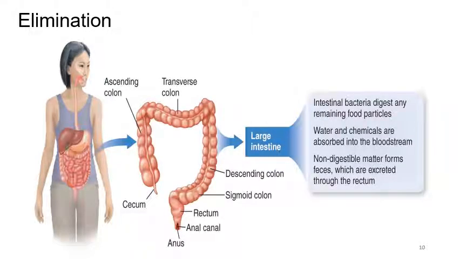Elimination. In the large intestine, also known as the colon, intestinal bacteria digest any remaining food particles. Water and chemicals are absorbed into the bloodstream. Non-digestible matter forms feces, so they become poop, or number 2, whatever you want to call it, which is excreted through the rectum.